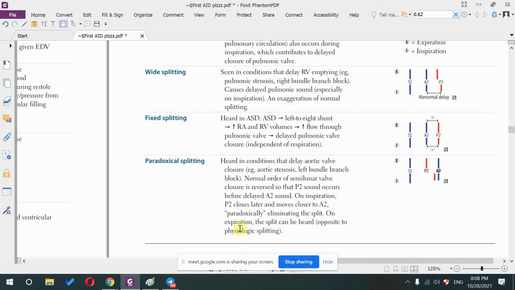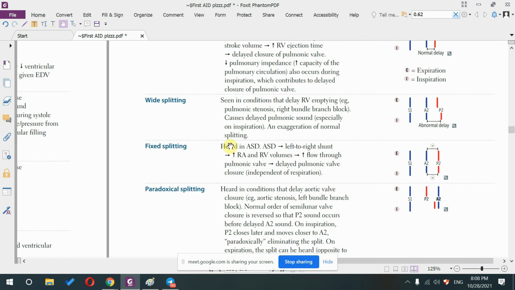On expiration, what happens? On expiration, there is more blood in your left heart, so the split can be heard, opposite to the physiological splitting. So in expiration, normally, in physiological splitting, you should not hear it. But in case of paradoxical splitting, you only hear it during the expiration. Okay, so again, wide splitting is right heart stuff, paradoxical splitting is the left heart stuff. Right heart, left heart. Right heart, left heart.